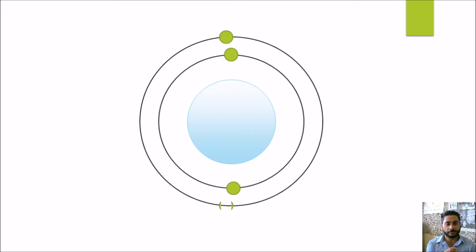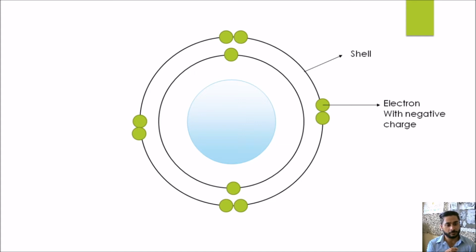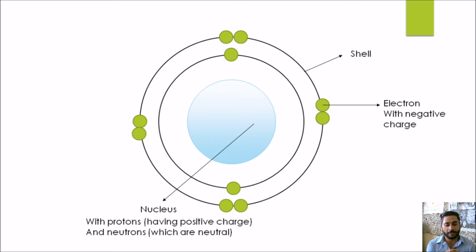When we look at the structure of an atom, we have imaginary paths which are called shells. In these shells we have the electrons which are revolving around the nucleus. The central region of any atom is called the nucleus, which is positively charged, and we have two types of subatomic particles in that region, the protons and the neutrons. The protons have positive charge and the neutrons are neutral.